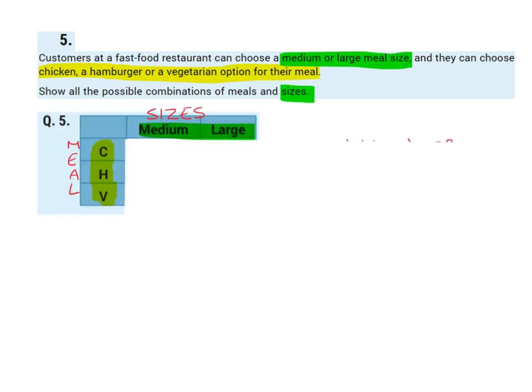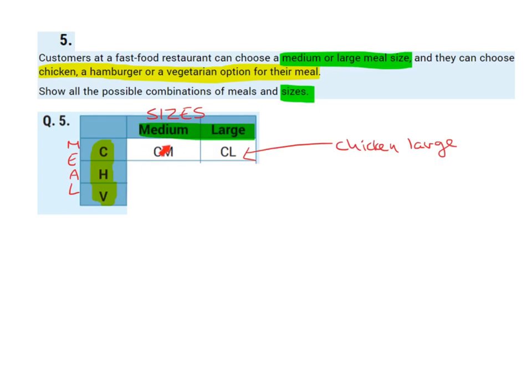So I'm setting up a two-way table. Along the top I have the sizes, medium or large, and along the side I have the meal: C for chicken, H for hamburger, and V for vegetarian.